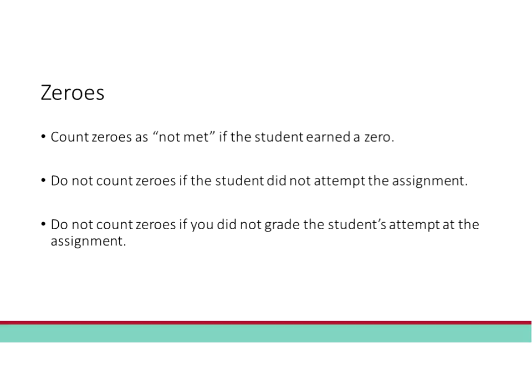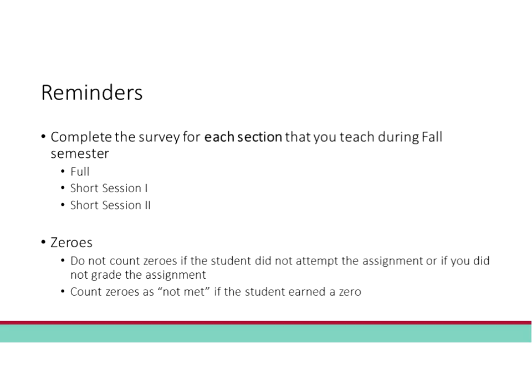Again, just to re-emphasize the zeros because it's really very important. Count zeros as not met if the student earned a 0. Do not count zeros if the student did not attempt the assignment. Do not count zeros if you did not grade the student's attempt at the assignment.